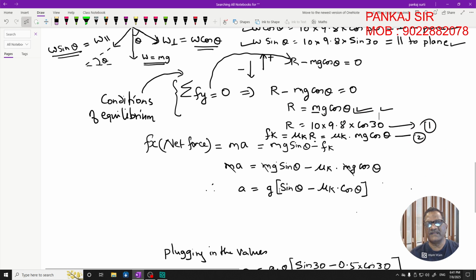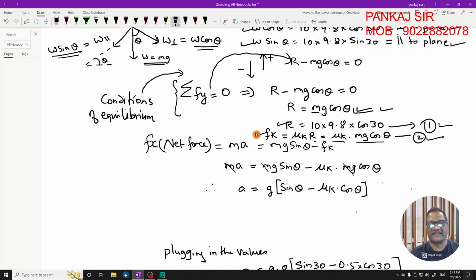Now R will be equal to, when you plug in the values, m is 10 kg, g is 9.8, and cos of theta, where theta is 30. So you are going to get this equation 1. So R you have already got. Once you have got R, you can get this Fk also. What is this Fk? The kinetic frictional force. What is the formula? Coefficient of kinetic friction multiplied by R. So I can write Fk is equal to mu k multiplied by R, and R I am going to write as mg cos theta. So I get this equation.